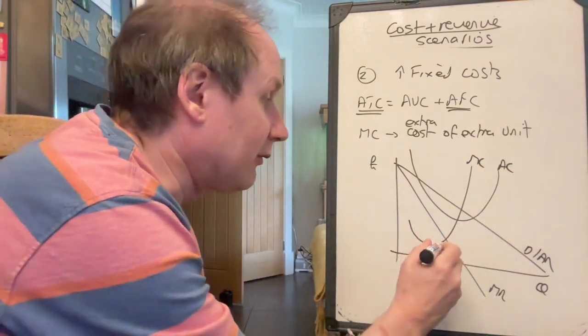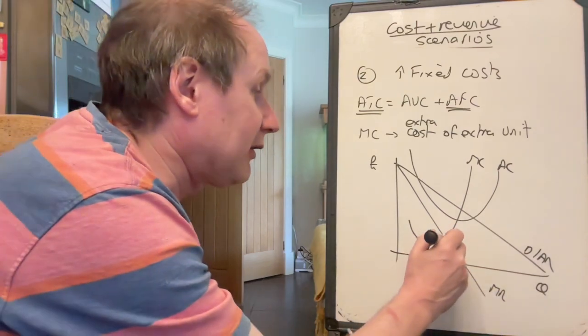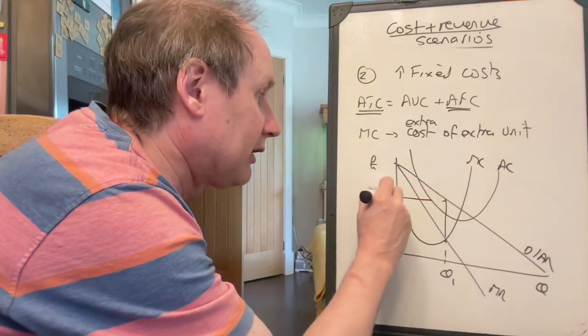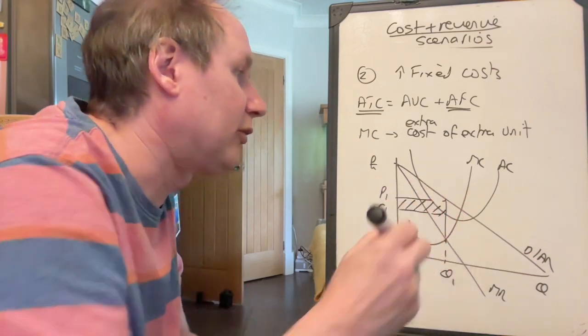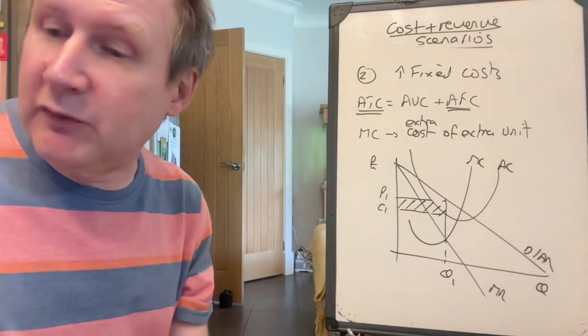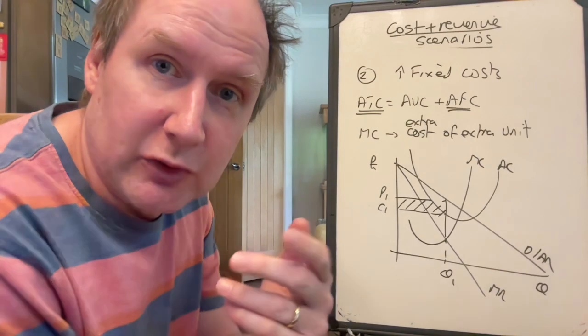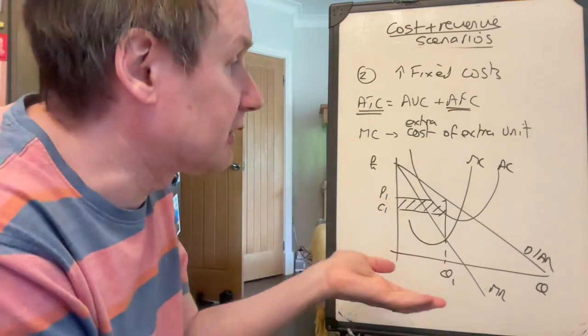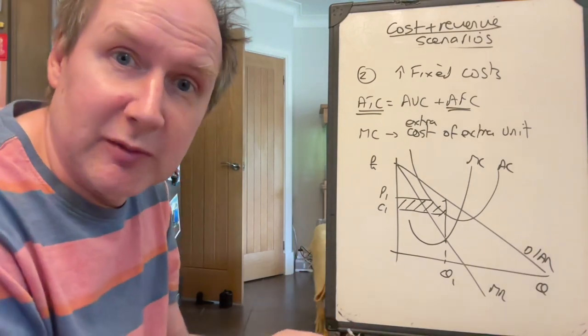Step one, we find the output at which MC equals MR. Then at that output, we find the price P1 and the cost C1. The firm has initially abnormal profit. But then its fixed costs go up. That doesn't affect marginal cost, because that's the cost of actually making the thing. It doesn't affect demand. Nothing's happened to consumers.